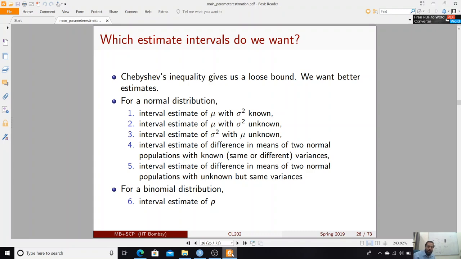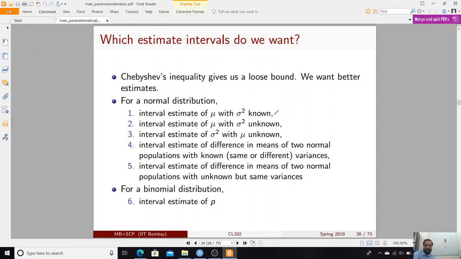And I've already started this in the last class, and we have already solved item number one. That is, if my samples x1 to xn belong to a normal distribution, and let us say I have this very special circumstance where I don't know the population mean, but I have the population variance available with me, then can you give me an interval with a certain confidence level for mu? The second item, which we will subsequently do, will be where both the mean and the variance are unknown.